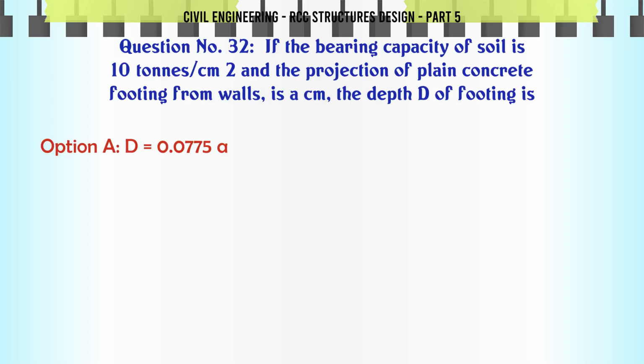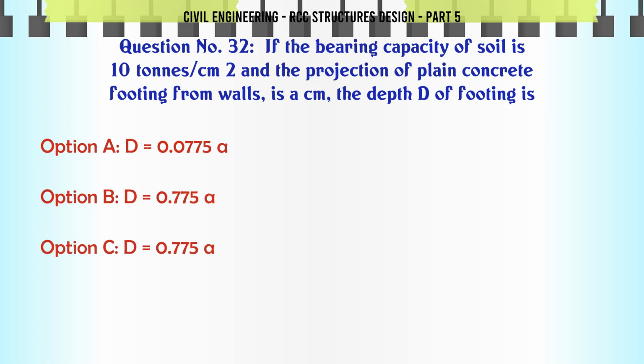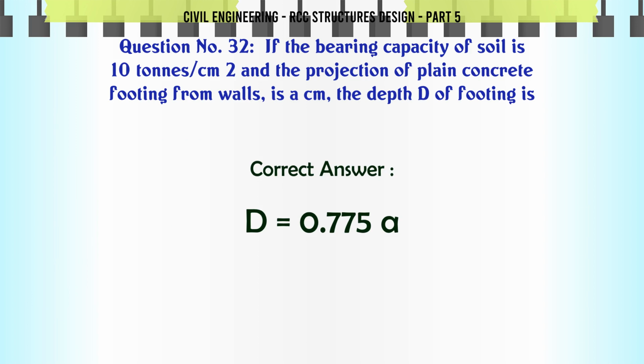If the bearing capacity of soil is 10 tons/cm2 and the projection of plain concrete footing from walls is a cm, the depth D of footing is A. D = 0.0775 a, B. D = 0.775 a, C. D = 0.775 a, D. D = 0.775 a2. The correct answer is D = 0.775 a.